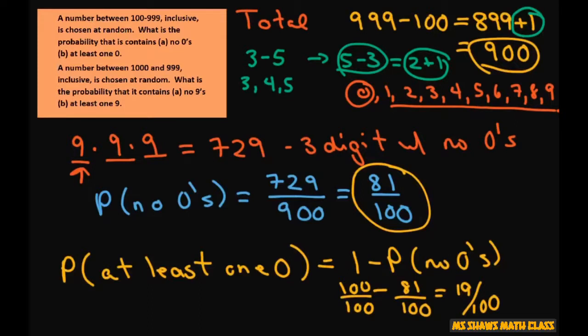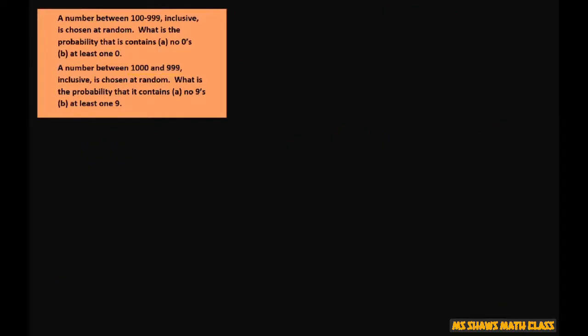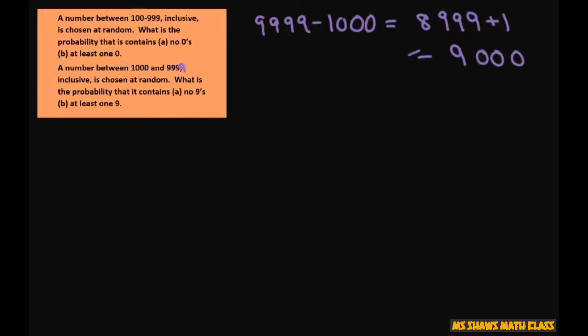Now we're going to do the same thing. You might want to try this one on your own and pause and do that. So basically we subtract. So this should be 9,999 minus 1,000 equals 8,999, and you add 1. So basically there's 9,000 total numbers.